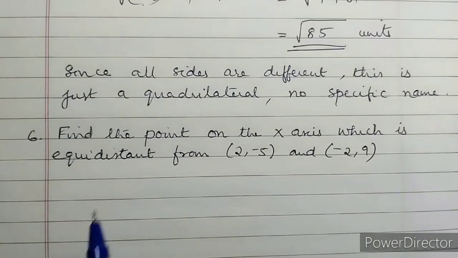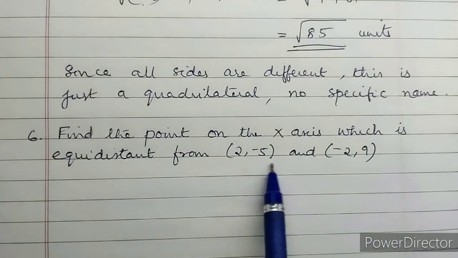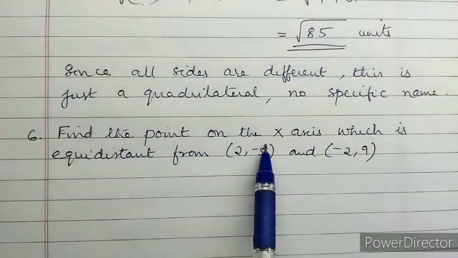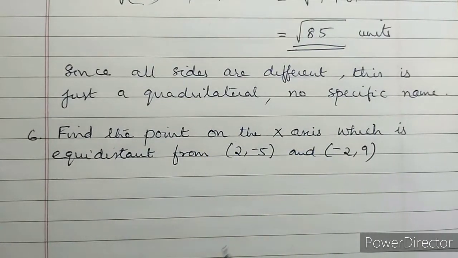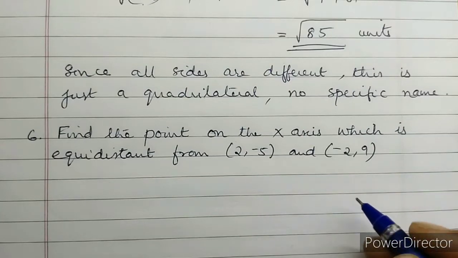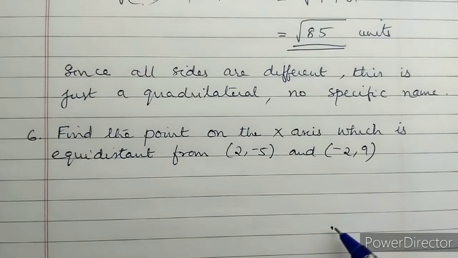Next sum: find the point on the x-axis which is equidistant from (2, -5) and (-2, 9). Find the point on the x-axis. Any point on the x-axis, how will you write it? What are the coordinates of that point? Any point on the x-axis is (x, 0). So you can just mark this as the point on the x-axis. The coordinates will be (x, 0).